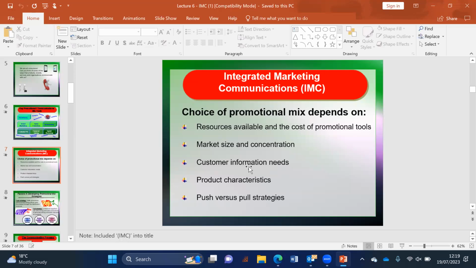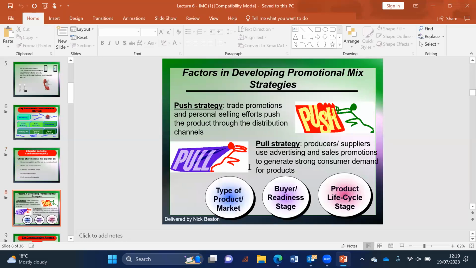You also need to look at your product characteristics, and you need to see if you're going to go with a push versus pull strategy. So when we talk about push strategy, that includes trade promotions, personal selling. That means you push the product through distribution channels. So you spend money on distributing the product and making sure it's available and pushing it. On the other hand, you can have a pull strategy where you can spend most of the money on advertising or promotions, but directly to the customer, and that would create demand, and that would mean the customers would pull the product. They would go and ask for your product.